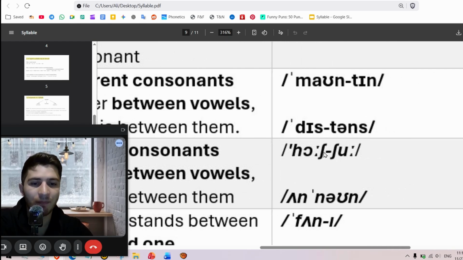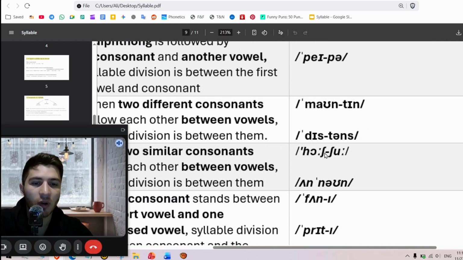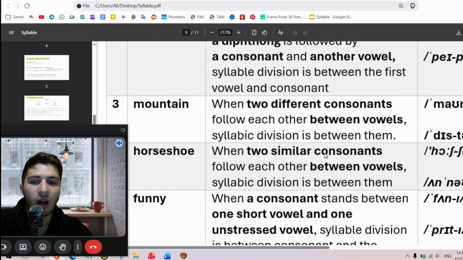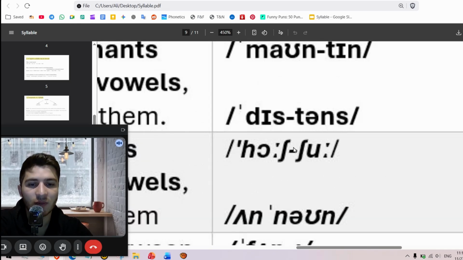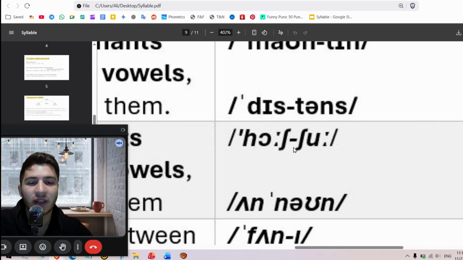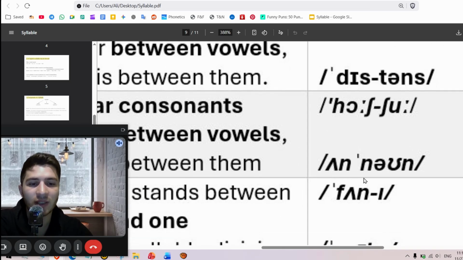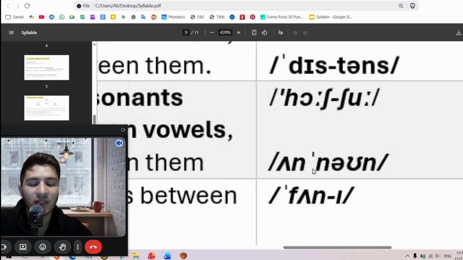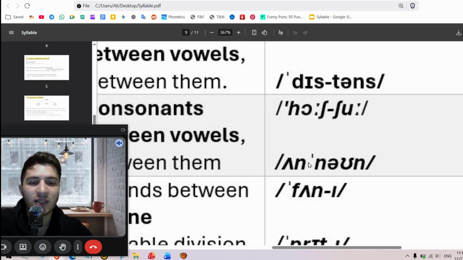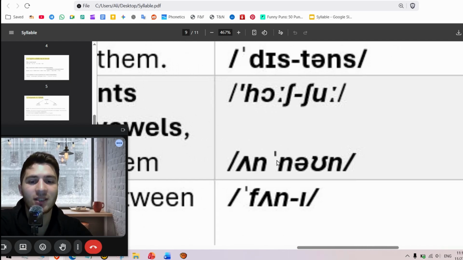They are sh, and we have a long o and a long u next to both of them, and they are between those vowels. That's why, according to our fourth rule, the syllable division is going to be between the similar consonants. That's why we divide it into syllables like horse, shoe. Or we have another example here, unknown. We have n in two places, and we can see vowels before and after n sounds, and that's why the syllable division is going to be between n sounds.